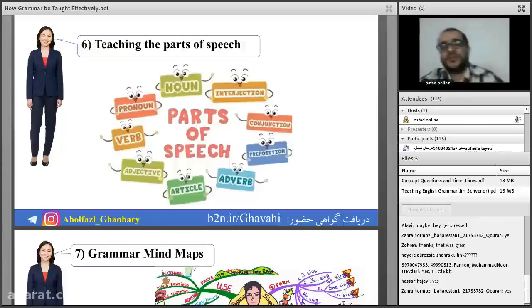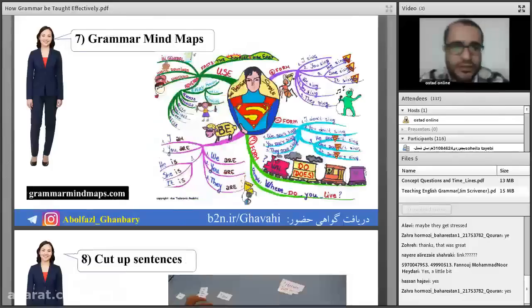Teaching the parts of speech, but for grade 9, we just need to teach verb, adjective, and noun, not more, because they don't need more. But teaching these parts of speech can be, again, effective. Grammar mind maps, again, are more effective because generally the learners can get the whole idea in one picture.